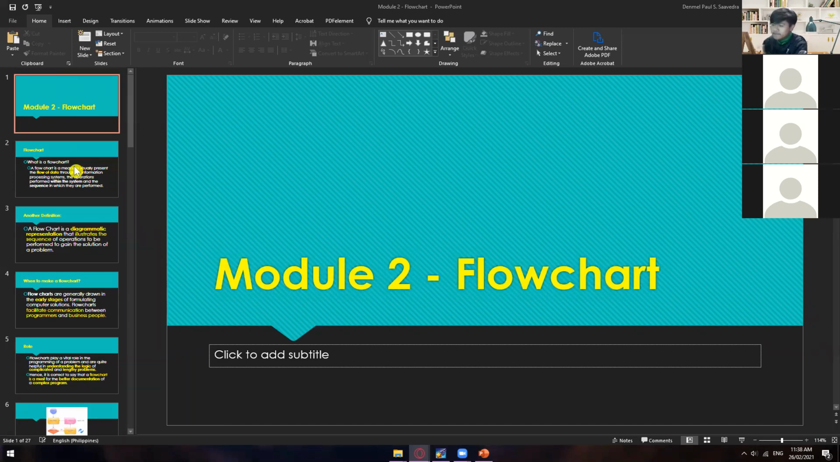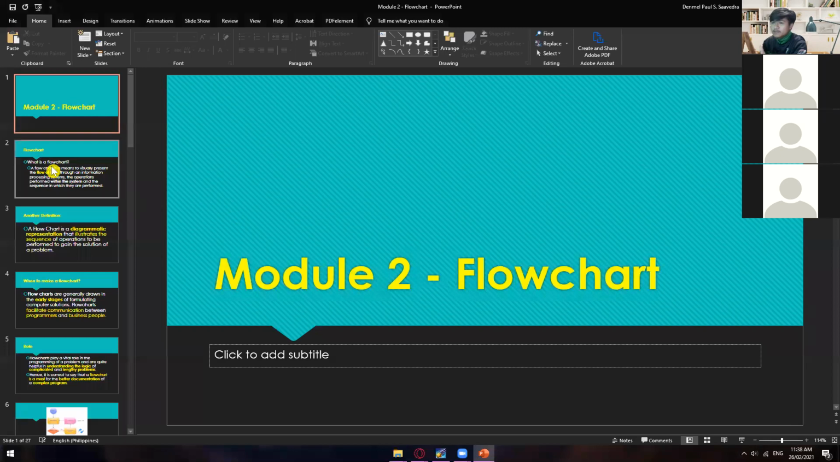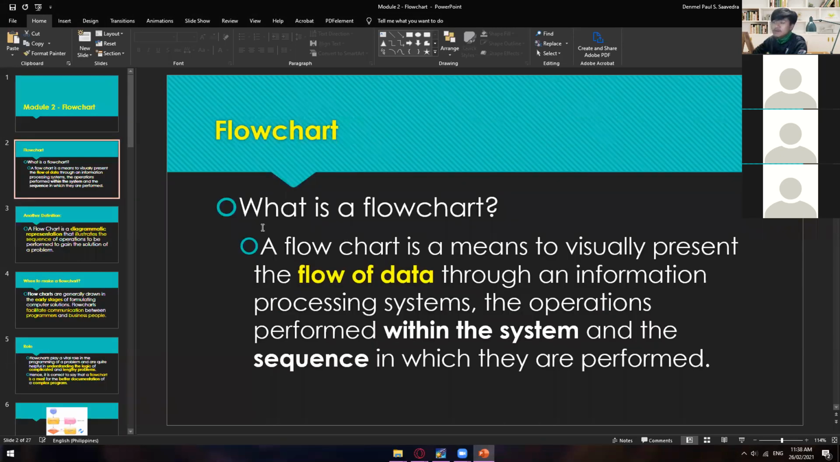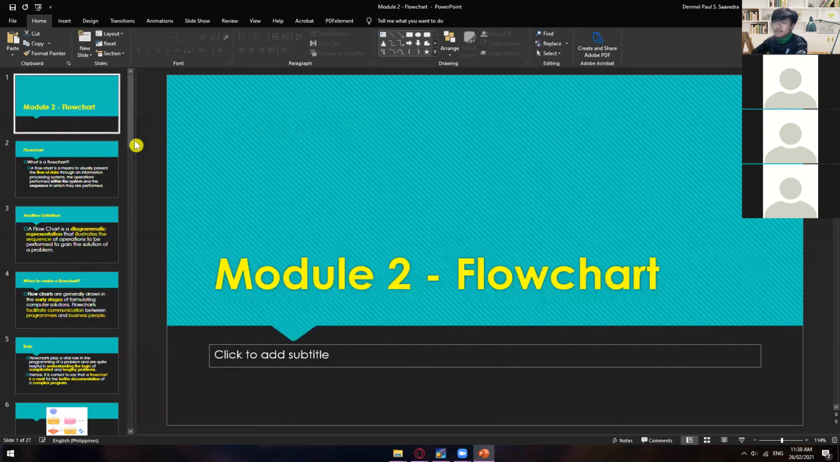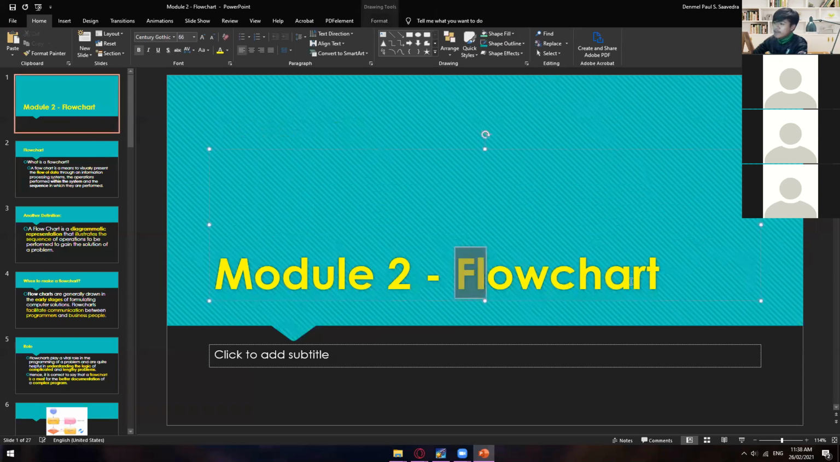If you have a question or clarification regarding a particular page or slide, please let me know so that we can go back and discuss that one again. All right, so as you can see, we have here the flowchart. I know that most of you already know what a flowchart is, but in here we're going to talk about more, like maybe the parts of flowcharts that you don't know yet.